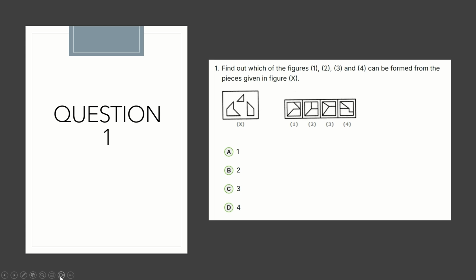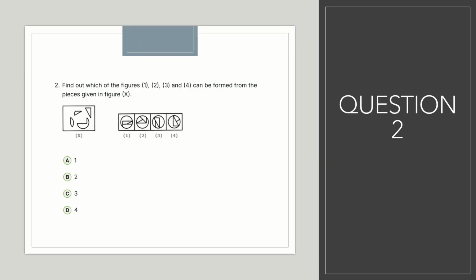Looking at figure X, and then looking at this particular piece, we can see this piece here in figure 1, then we can see it's not in figure 2 or 3 or even 4, meaning that our answer will be A. Okay, and then moving on to question 2.